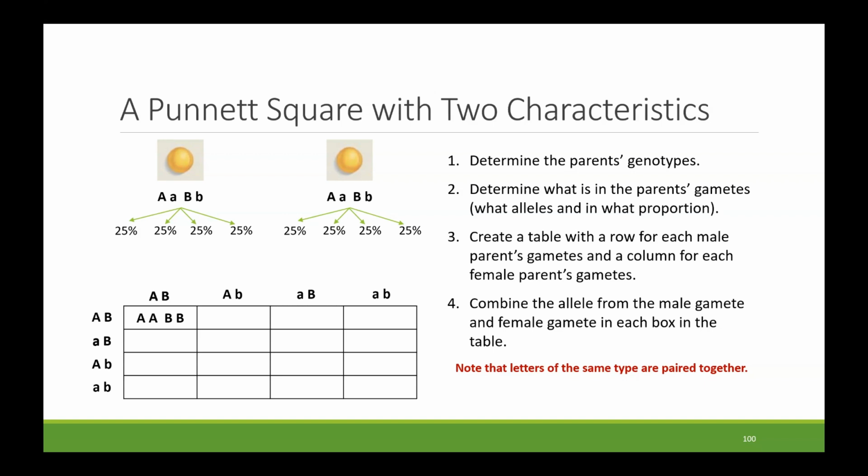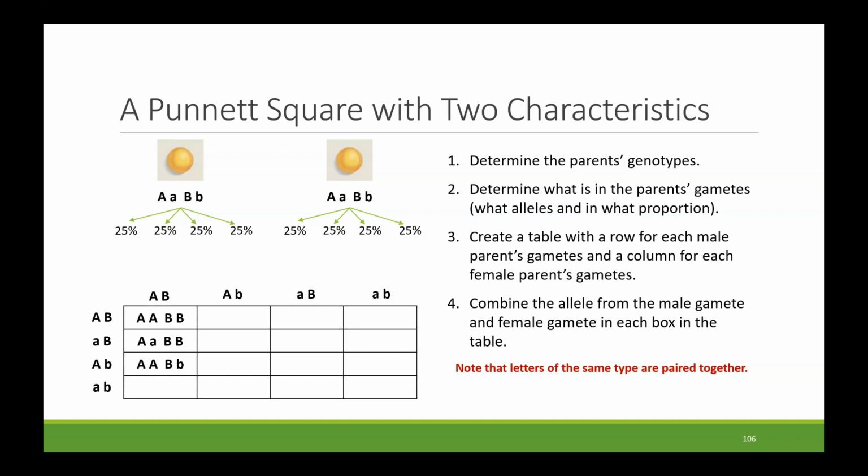And we repeat this process for each of the boxes. For the box below the one that we just did, we bring down the capital A from the top and the lowercase a from the side, and then the 2 capital B's. And then for the box below that one, we bring down the capital A's, and then the capital B from the top and the lowercase b from the side. And now note that when we did this, we still put the capital letter first in the heterozygous pairs.